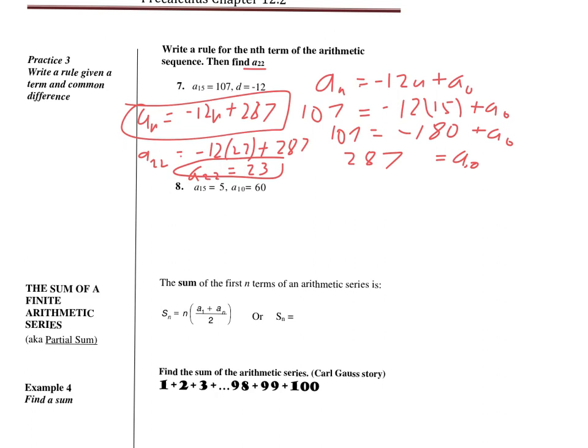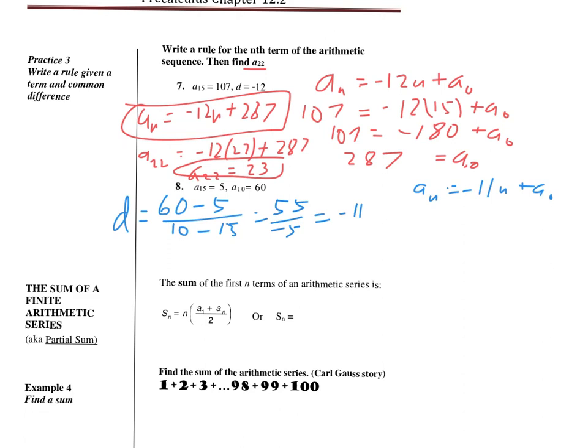All right, next up, this is another one where they don't give us the common difference, so it's like finding the slope, remember. So I'm just going to do y2 minus y1 over x2 minus x1. Remember, you need to subtract the denominators in the same order. So 10 goes with 60, and then 15 goes with 5. So we'll call that 55 over negative 5, so that's going to be negative 11. So we're going to say a sub n equals negative 11n plus some a sub 0, which I don't know.